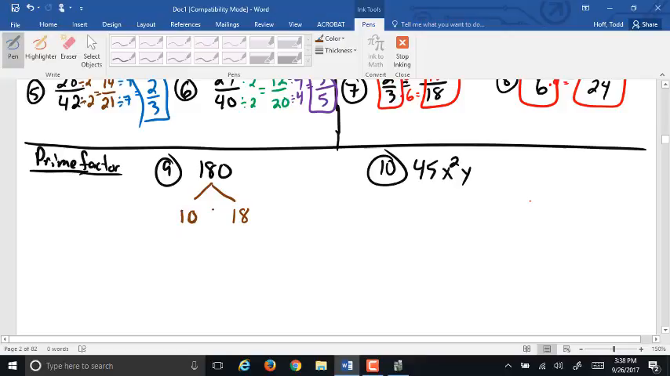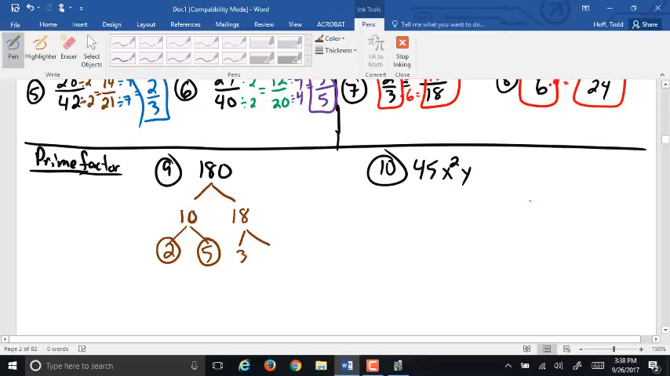So I've broken 180 down into 10 times 18. Can 10 be broken down further? Yes, into what? 2 and 5. Now both of those are prime, so I'm going to circle them. They are done. Can 18 be broken down further?